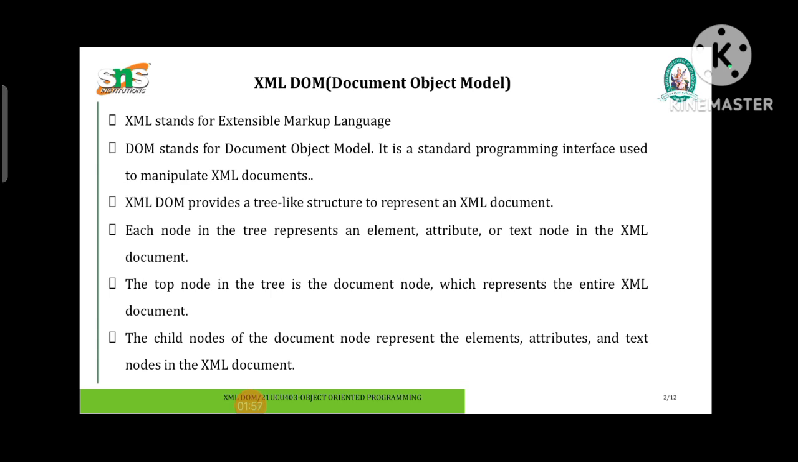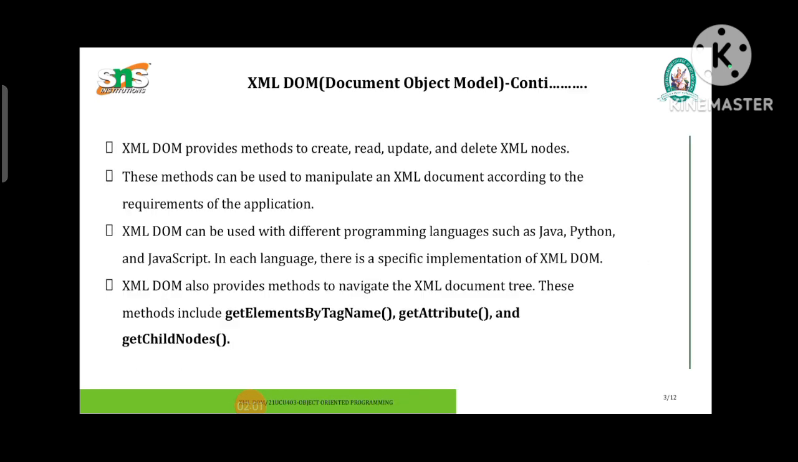Usage. The XML DOM is commonly used in applications that work with XML documents. The XML DOM is used to create, read, update, and delete the XML nodes. These methods can be used to manipulate the XML document according to the requirements of the applications. XML DOM can be used with different programming languages like Java, Python, and JavaScript. And also it provides various methods to navigate the XML document tree, that is get elements by tag name, get attribute, and get child nodes.